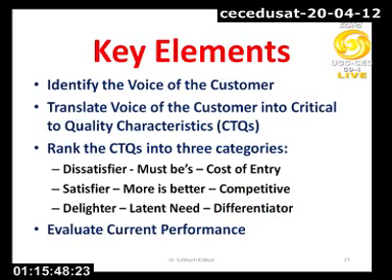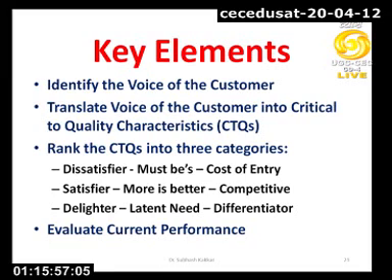Now, we will discuss the key elements of the Kano model. First, identify the voice of the customer, what exactly is needed by the customer. Translate the voice of the customer into critical to quality characteristics. This we discussed in yesterday's class. CTQs are the things or attributes which are critical to quality as per the customer's requirement.